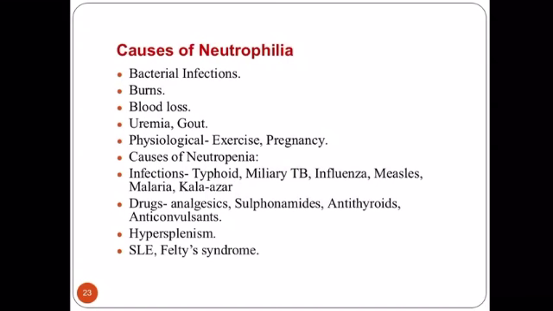Now, causes of neutropenia. Decrease in the count of neutrophils is seen in infections like typhoid, miliary TB, influenza, measles, malaria, kala azar, etc. Drugs like analgesic, sulfonamide, antithyroid, anticonvulsant, hypersplenism, SLE, and Felty syndrome.